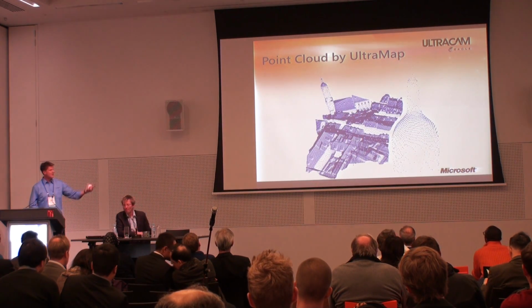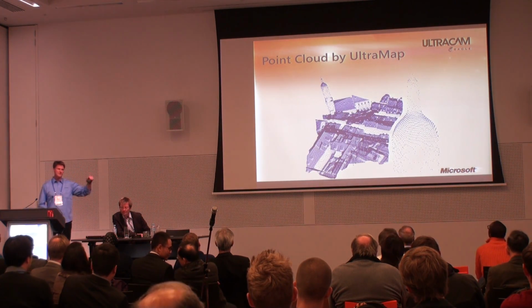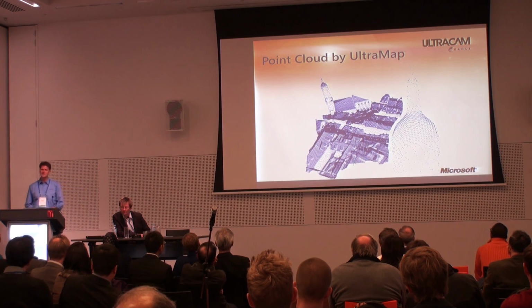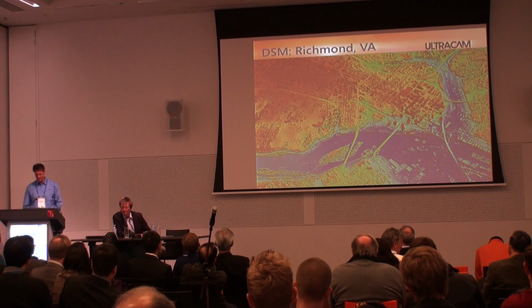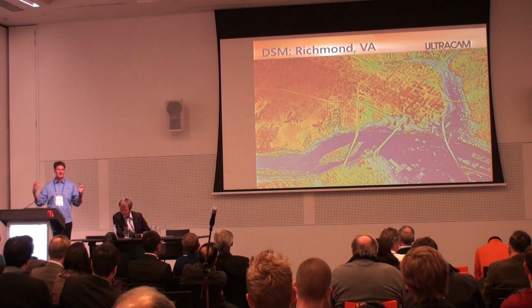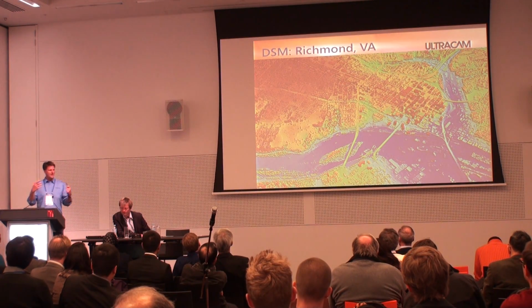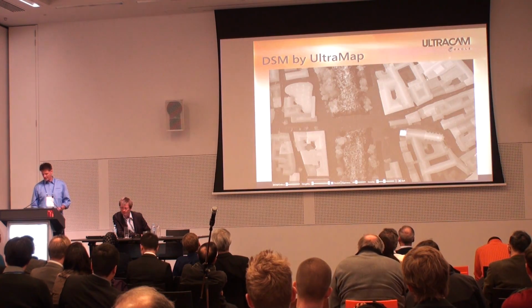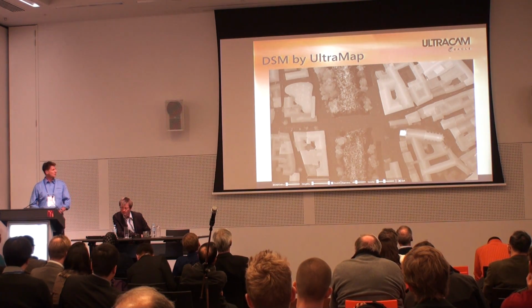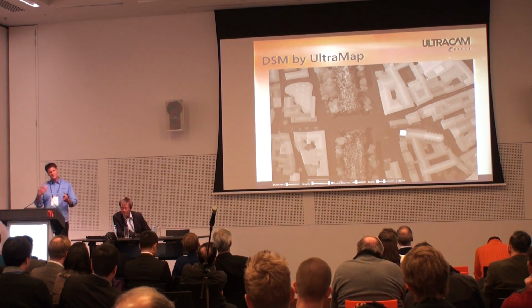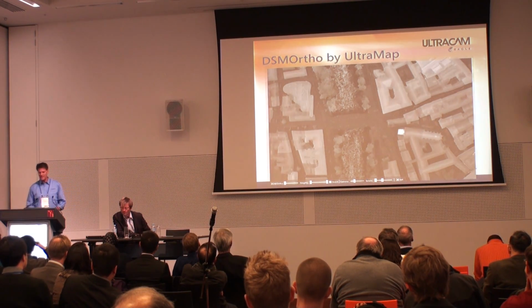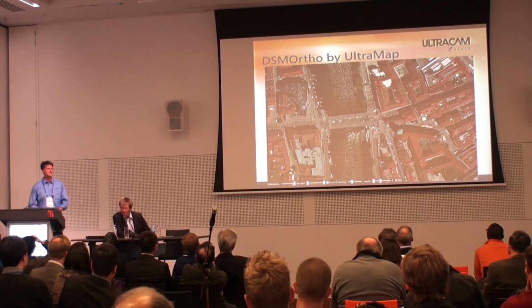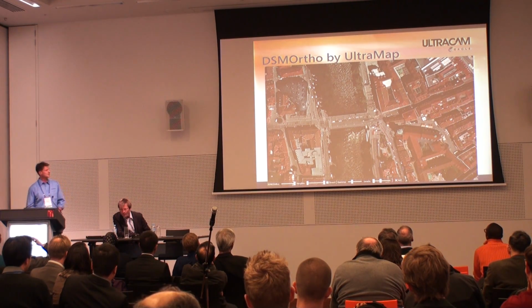Another example, and if you look on the right at this church tower, you can also see that very thin little objects are represented extremely well. And when we have the point cloud, we can smooth it together and generate a surface model out of it. That's a shaded relief of a surface model. And when we have the surface model, we can take the aerial images and overlay them and generate the so-called DSM ortho images or true ortho images.